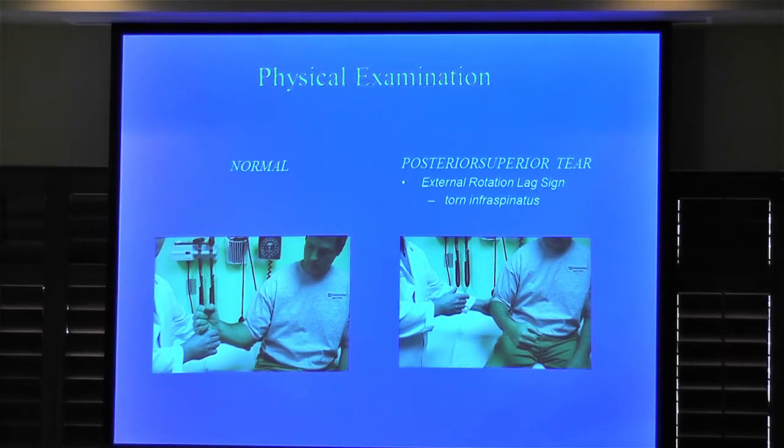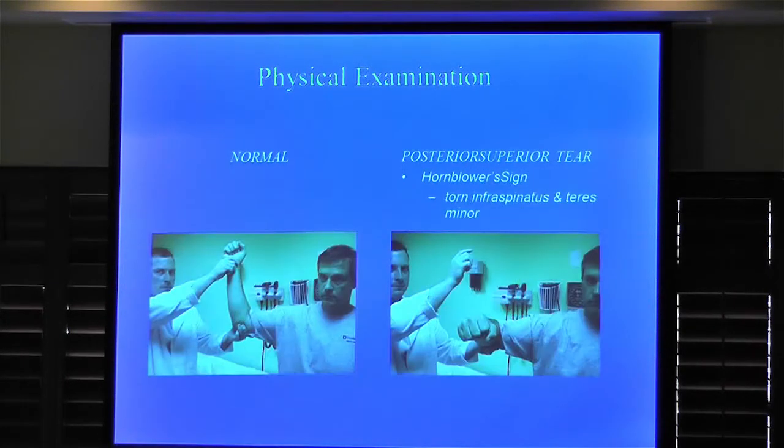The external rotation lag sign: the shoulder's in an adducted position. We externally rotate the arm, ask the patient to hold their wrist there, and when they can't, it just falls in towards the midline of their body. And that's indicative of a torn infraspinatus. They lack that external rotation function.